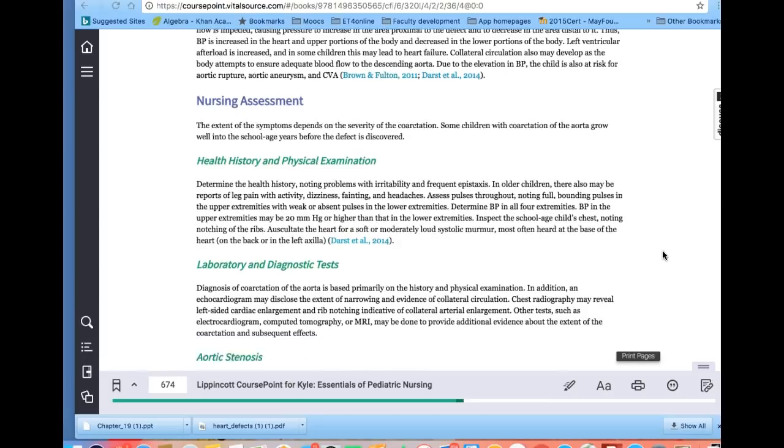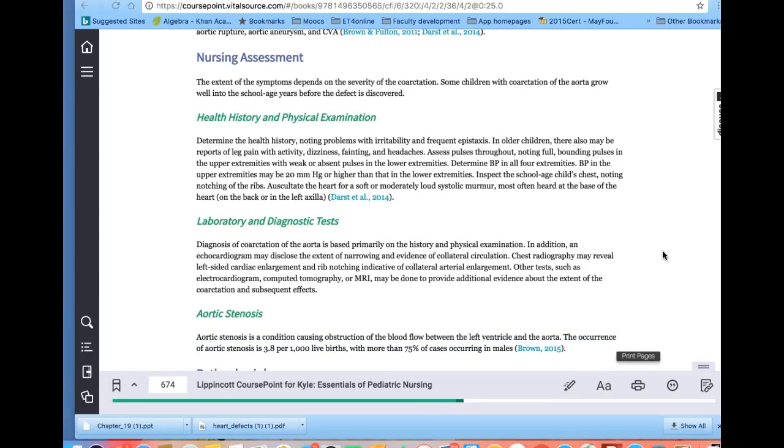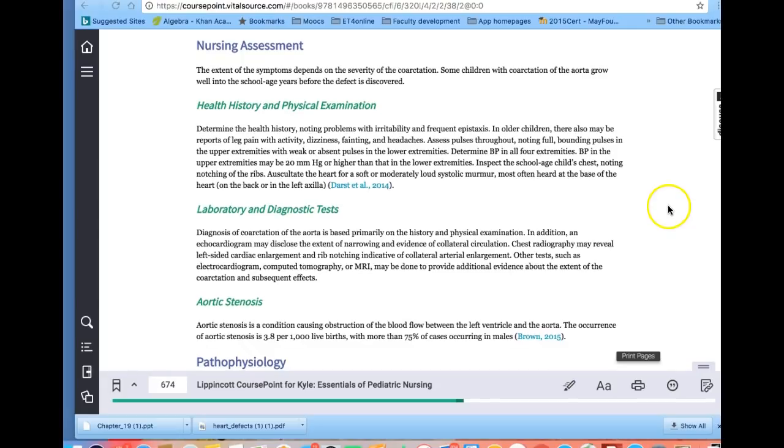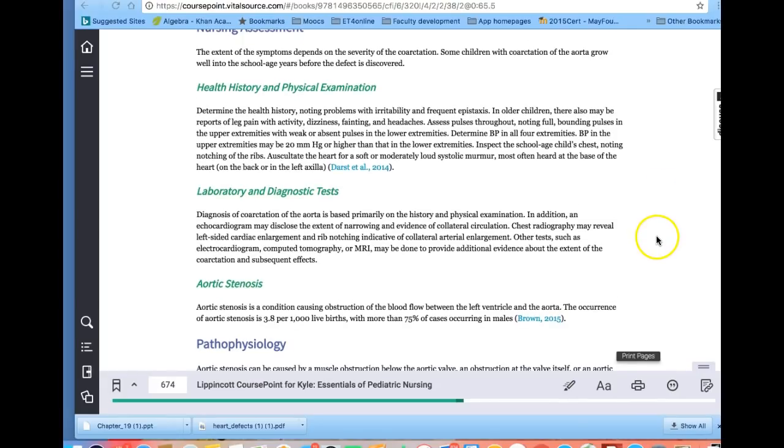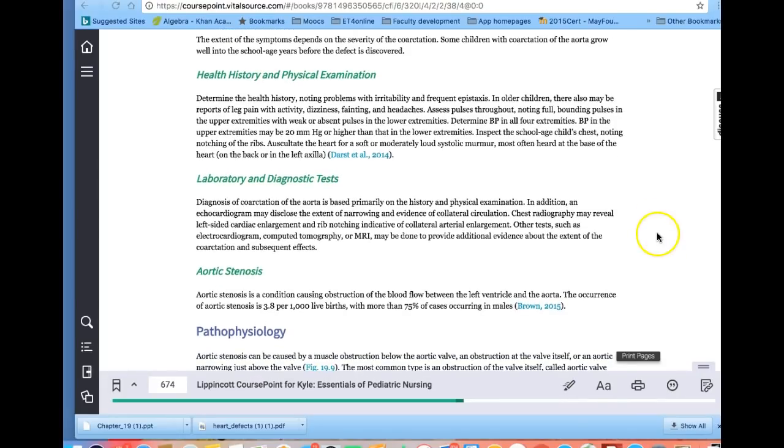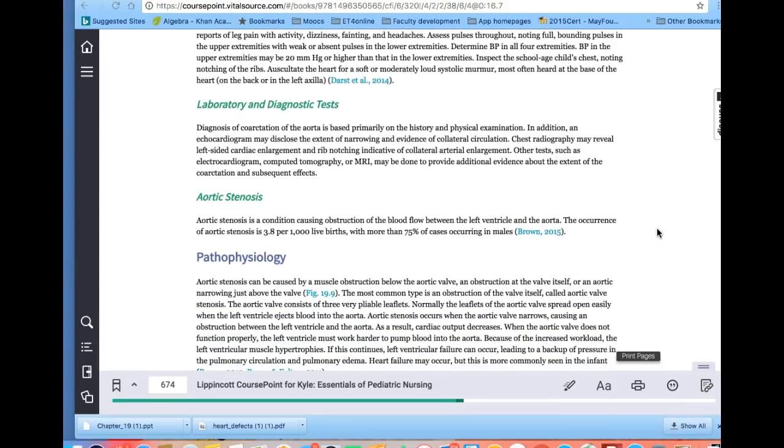All right, how are we going to find this? Usually a chest x-ray may just show an enlarged heart, and then they may do an echo to see what they could see. Aortic stenosis is just what it sounds like. Okay, it is a narrowing of the aorta.